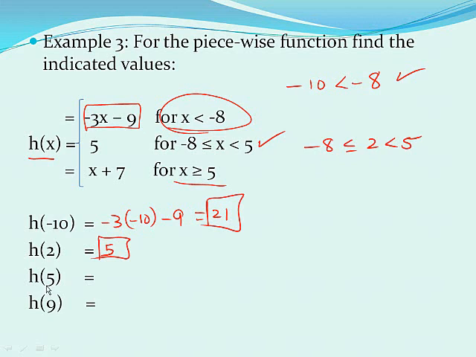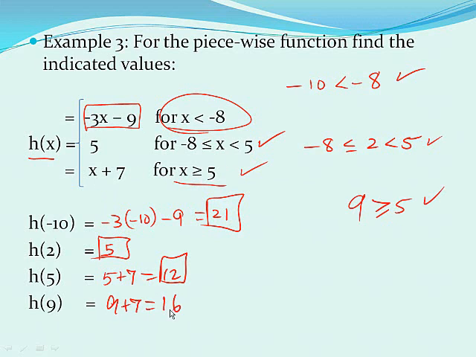If we want to calculate h of 5, I need to find out where 5 lies in these three intervals. So this says that x is greater than or equal to 5. So 5 is actually satisfying that criteria. So it comes from the third formula. 5 plus 7 equal to 12. So that is the answer there. And h of 9, because 9 is greater than or equal to 5, we need to go by the third formula here. Again, x plus 7. X means 9. 9 plus 7 equals 16.